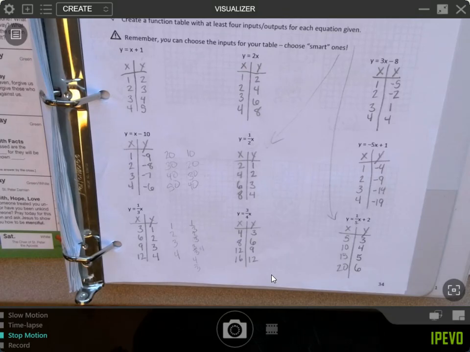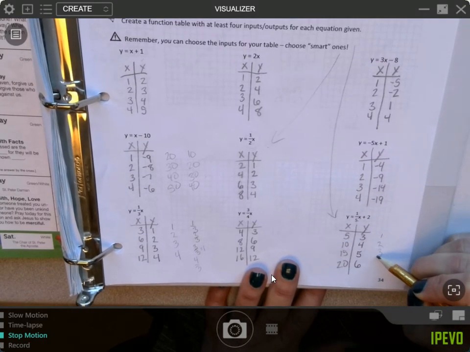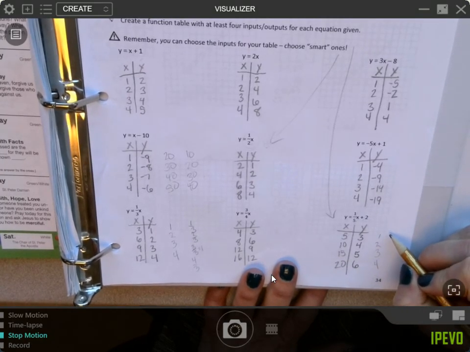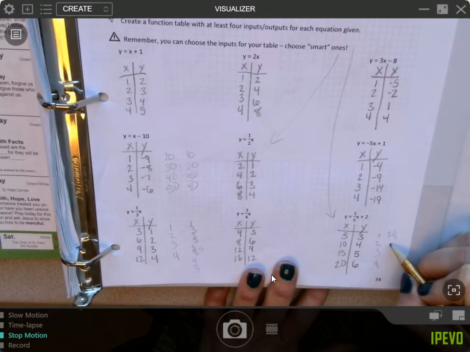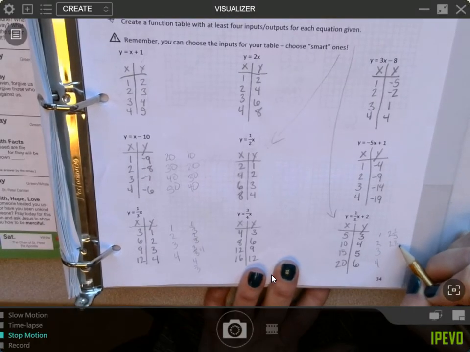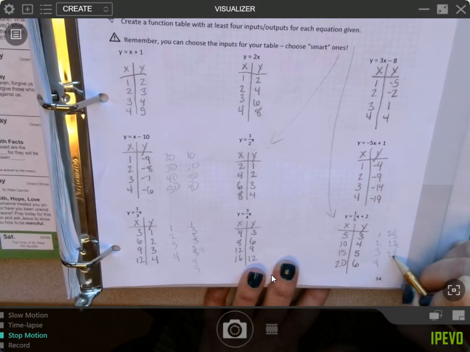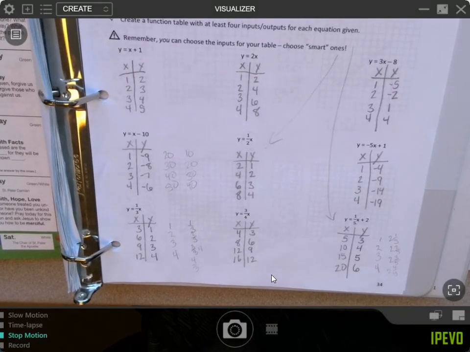I like to work with whole numbers. It makes it easier for me, but it doesn't mean working with fractions is wrong. So this one gets a little more complicated because we're adding that whole number. So we would have 2 and 1/5. This one it would be 2 and 2/5. 2 and 3/5. 2 and 4/5. Is that what you got? What did you get?